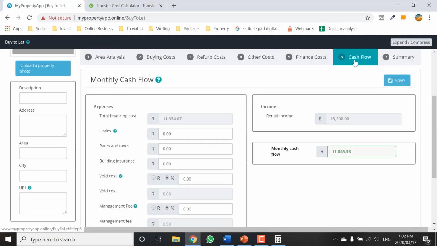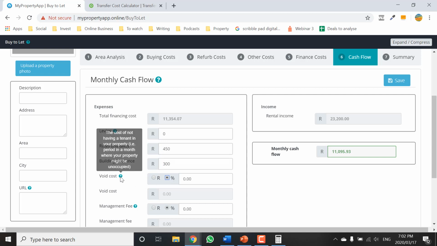Okay, let's go to cash flow. Levies. The levies will be zero, yes. The levies are always zero when you're looking at a freehold property, a property standing on its own. What about rates and taxes? The rates and taxes are estimated at about 450 Rand. Insurance, let's put about 300 Rand.